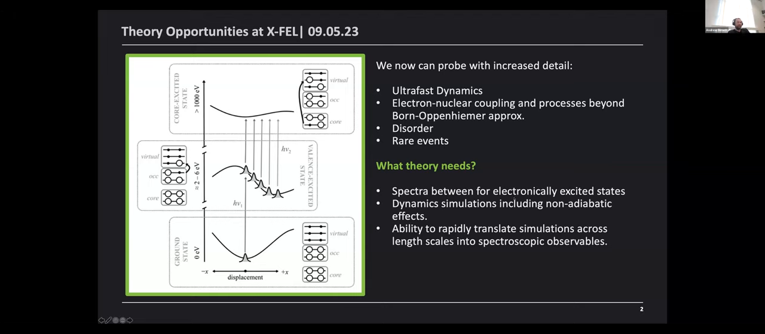We also have to include the effects of non-adiabatic or non-Born-Oppenheimer effects. And we have to be able to translate these simulations across a wide variety of time and length scales into the spectroscopic observable. And this is really key. The X-ray domain, whether it's spectroscopy or scattering, contains a huge amount of information. But to be able to extract that, we really have to have a strong synergy between simulation and experiment.